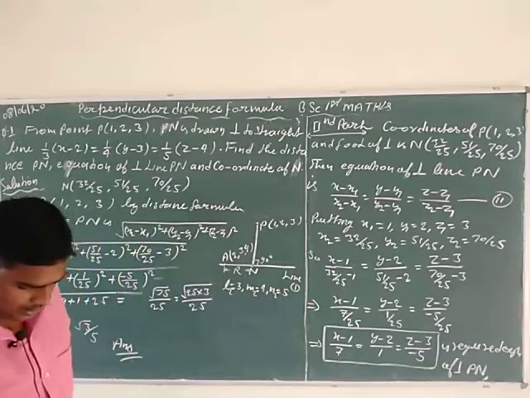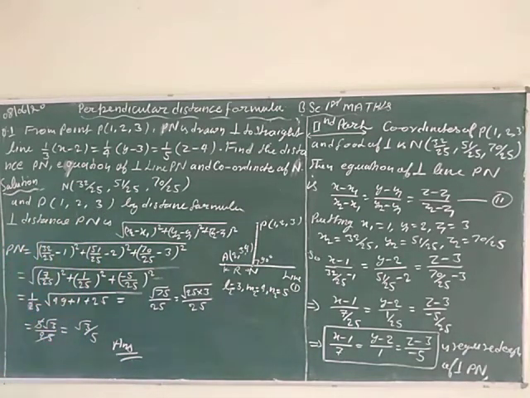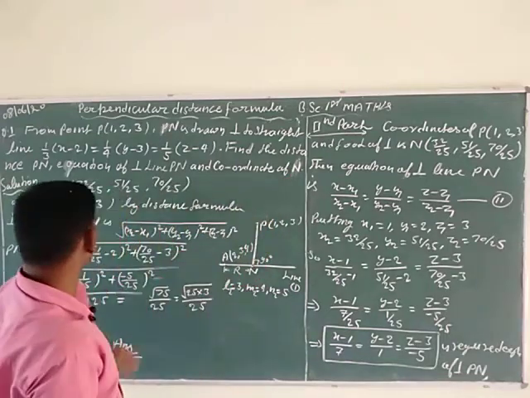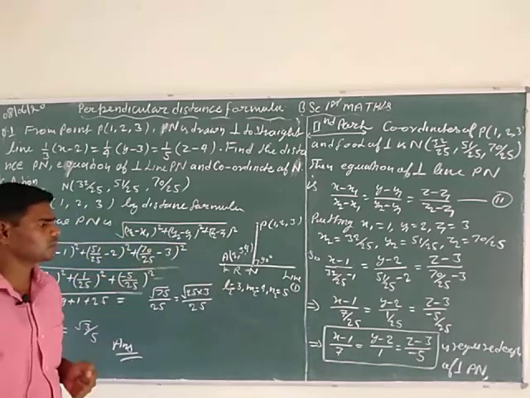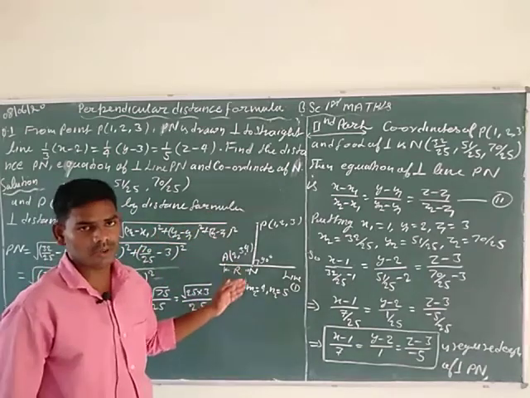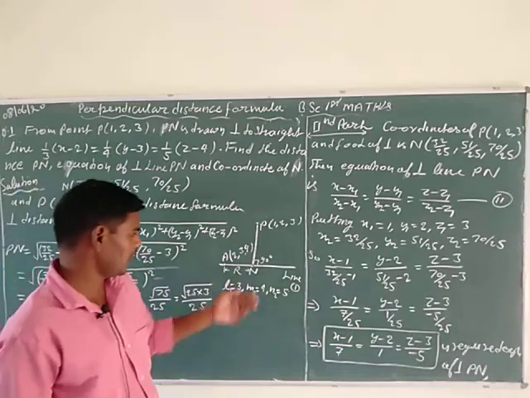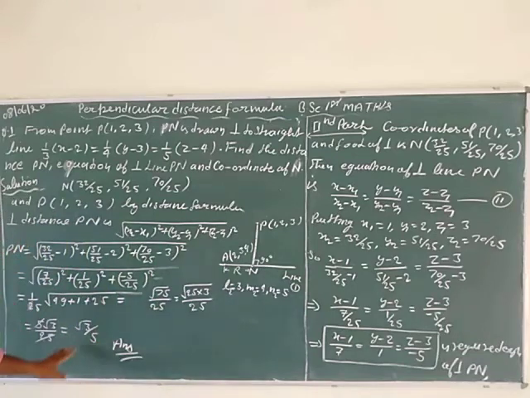So the solution of the given question is complete in 3 parts. First part, calculate the coordinates of the foot of perpendicular, capital N. After that, using the distance formula, x2 minus x1 whole square, y2 minus y1 whole square, z2 minus z1 whole square, calculate the perpendicular distance PN, for which the P coordinates are taken first and the N coordinates taken second. Putting these values, the required distance is under root 3 by 5.